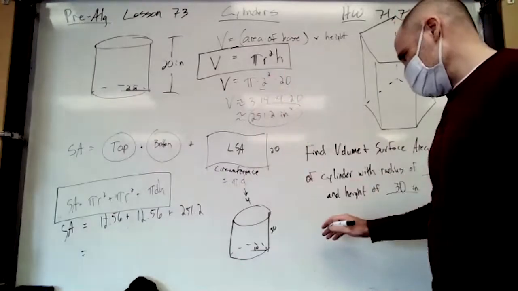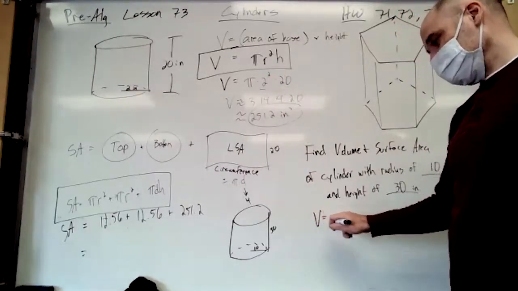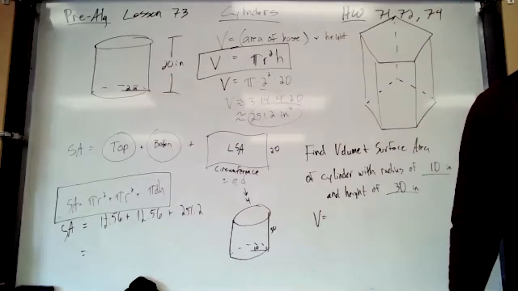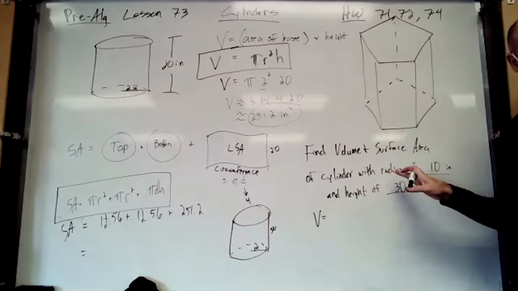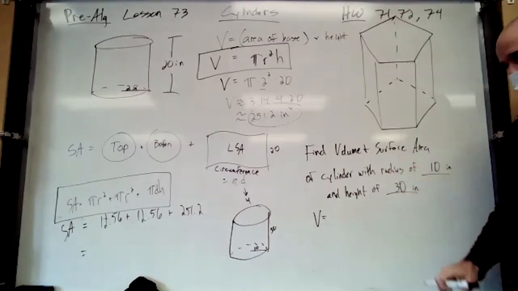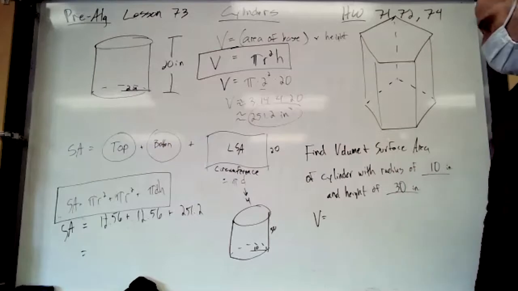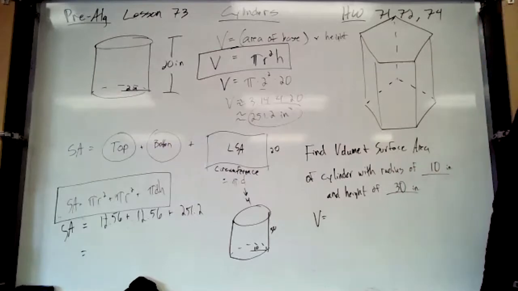So that's all I'm going to do. What does DH mean? What is DH? D stands for diameter, H stands for height. And it gives you height, and it gives you the radius. So if you know the radius, how do you find the diameter? Multiply by 2.